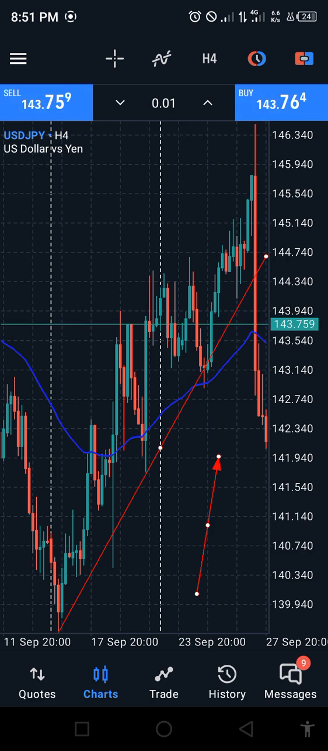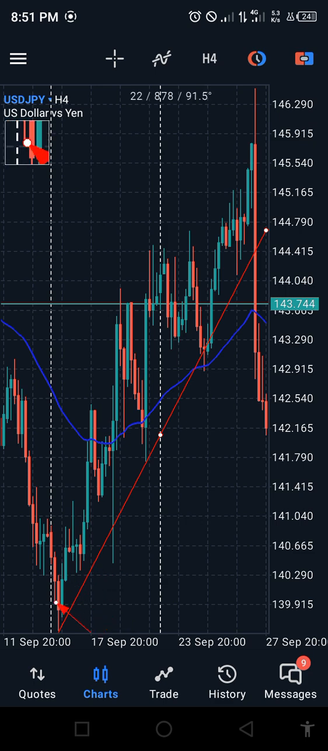The second criterion is that if we draw our bullish trend line, points should be touching. You see, right? If we draw our bullish trend line, points should be touching. Look at the first point here, touch. First point, second point, third point, fourth point has touched the bullish trend line.